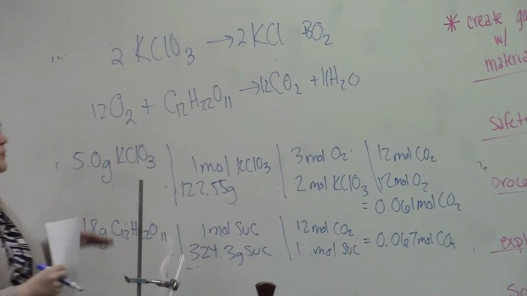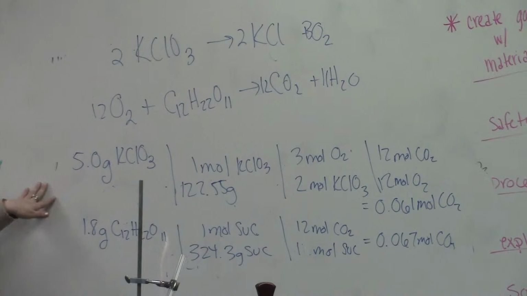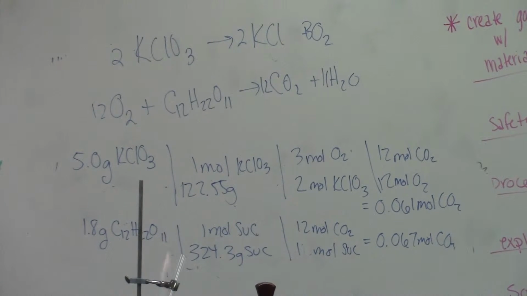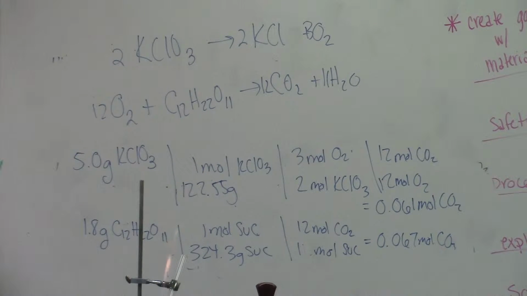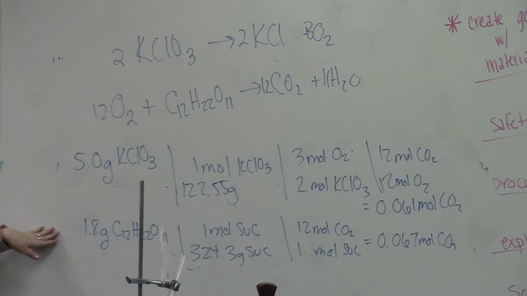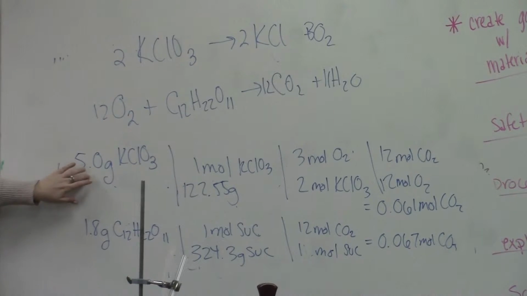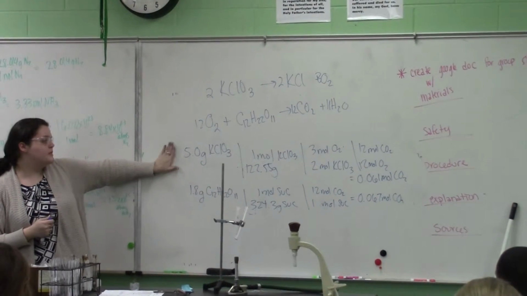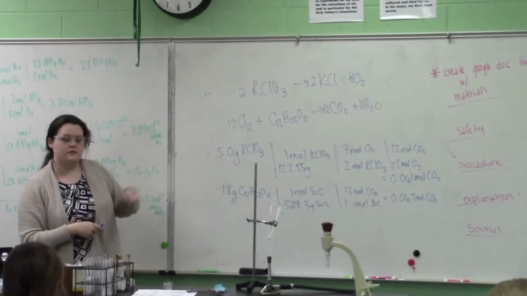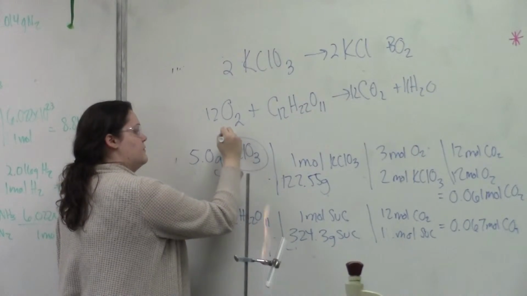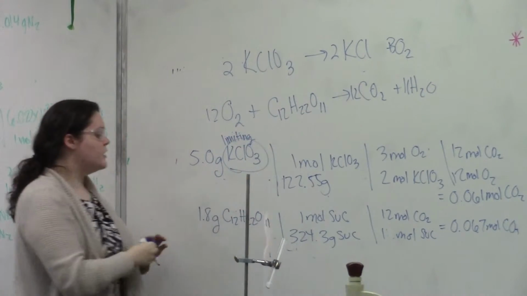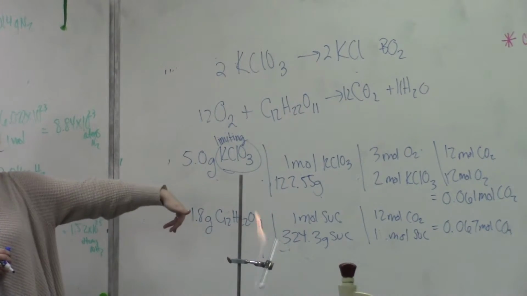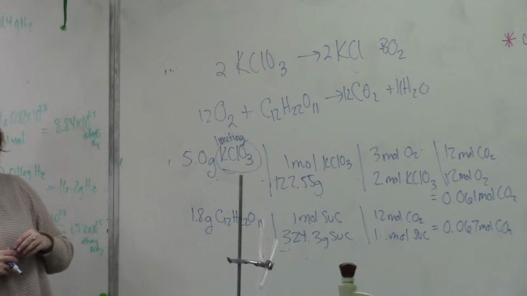So whichever one of my reactants makes less is my limiting reactant. So which of these 2 is my limiting reactant? Which one of these made less? The KClO3 made 0.061. So it made just a little bit less. So this potassium chlorate is going to be my limiting reactant. All right, so I converted both of my reactants to product to see which one made less. That's my limiter. Any questions about that?